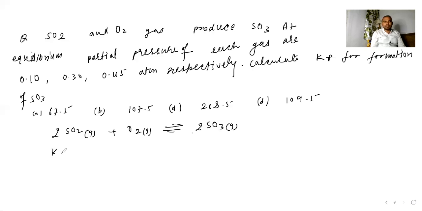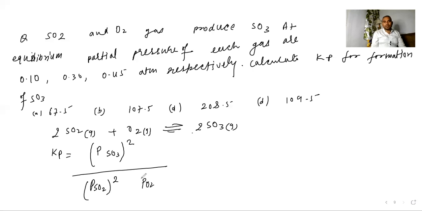So if you are writing Kp, how can you write it? PSO3 with power 2, divided by PSO2 with power 2, and PO2 with power 1. Okay. You can see these values: SO3 is this one, O2 is this one, and SO2 is this one, respectively, as they are in a similar ratio. So I am writing SO3.